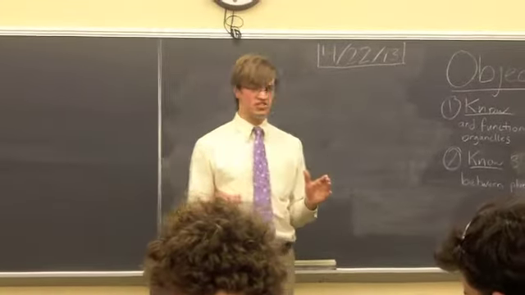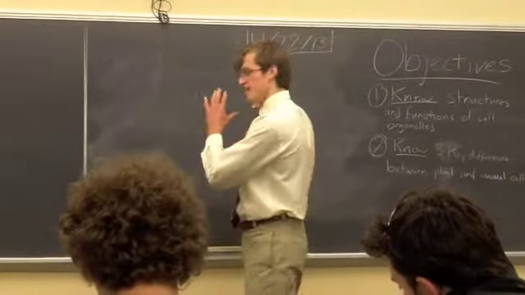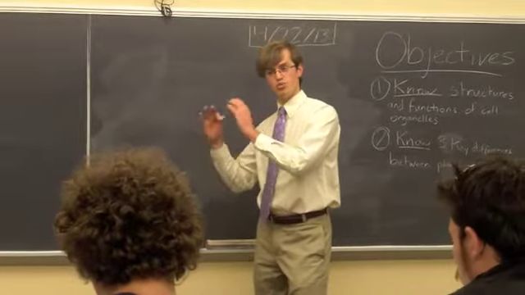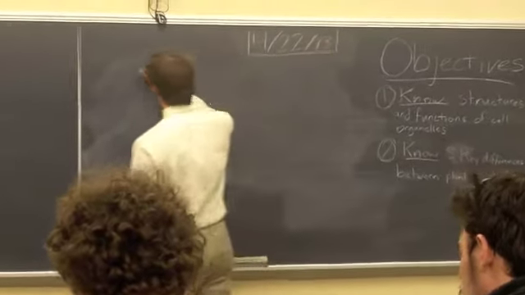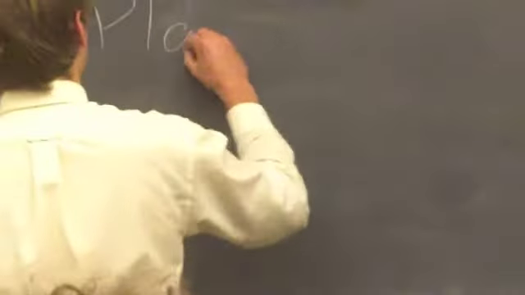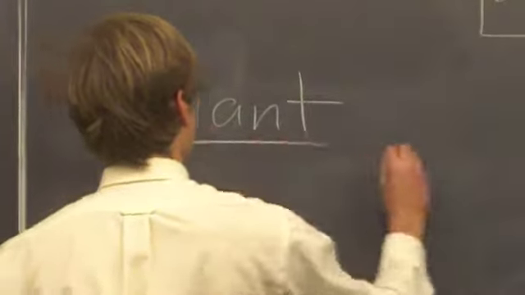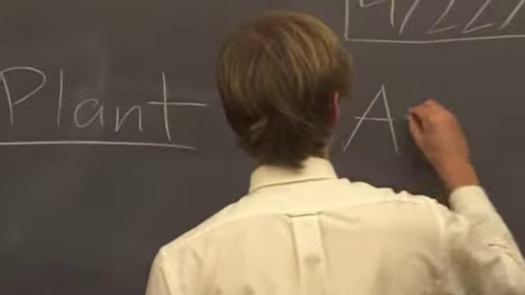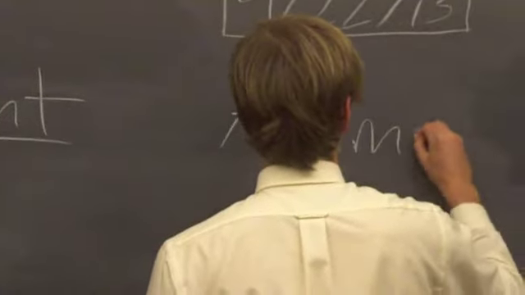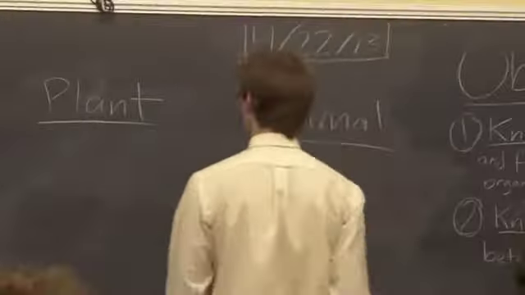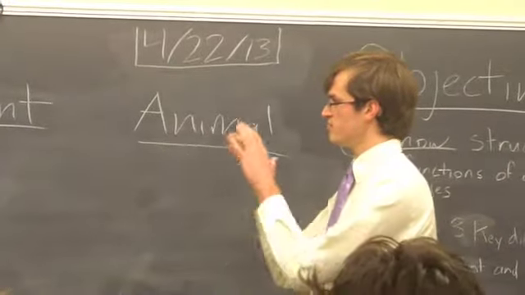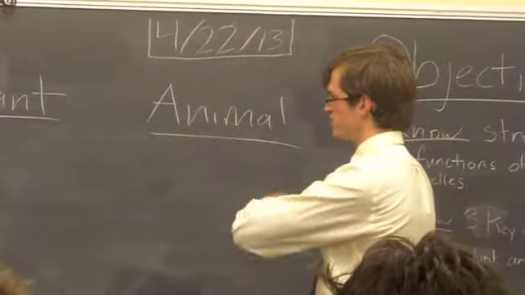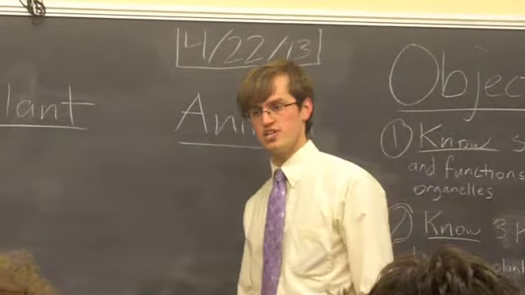So today we're going to discuss what's going on inside of cells, or a few key organelles between plant and animal cells. And you can already tell, because I'm writing up two different types of cells, that there are going to be some differences between them. So by the end of this lesson, you should also know the three key differences that we're going to be going over between plant and animal cells.